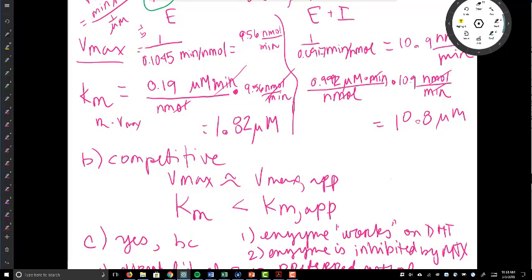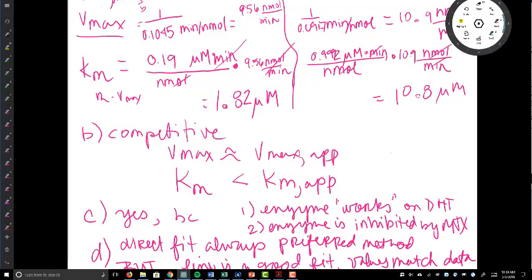And so we have two indicators that this would be dihydrofolate reductase. The first would be the fact that there's a slope in the presence of DHF. The fact that we see a Km and a Vmax in the presence of DHF means that the enzyme works on DHF. The second clue is the fact that the enzyme is inhibited by methotrexate.